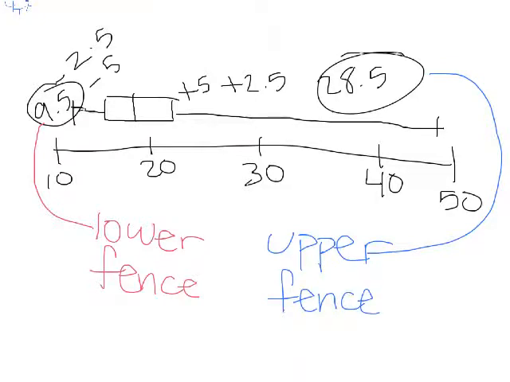So anything that's beyond 28.5 would be the outlier. So in the set of data, 47 would be the outlier. And 29 would be too, I think.